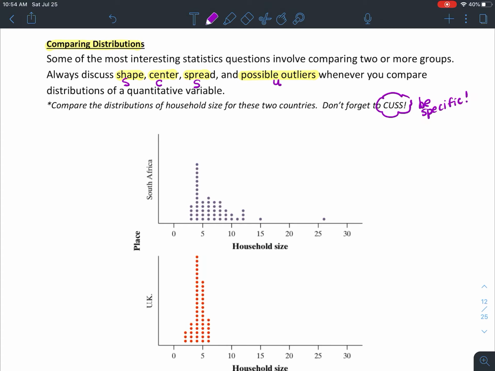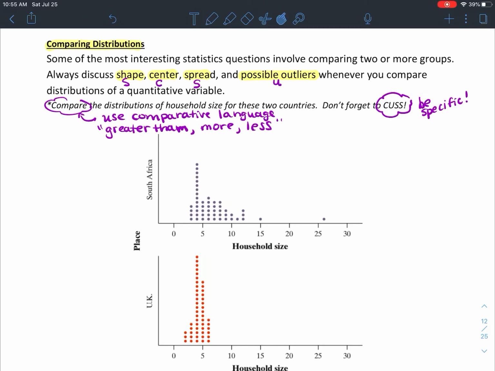Now, here's the trick. You have to be specific. You have to use context, and when it asks you to compare, you need to use what we call comparative language. Words like greater than, more, less. So when you're talking about the spread, or the center of this one is more than the center of this one.